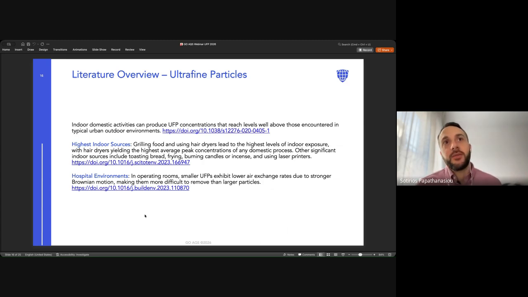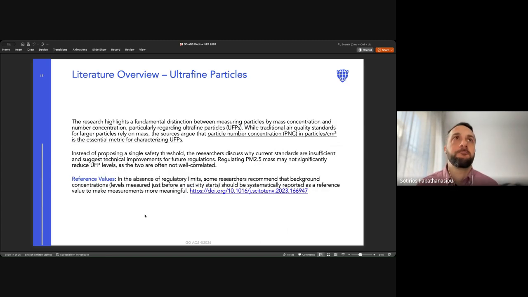In the hospital environment, in operating rooms, smaller ultrafine particles exhibit lower exchange rates due to the stronger Brownian motion, making them more difficult to remove than larger particles, according to one paper. And again, here, the researchers argue that we cannot use mass concentration in any case for ultrafine particles. They recommend, in many cases, particles per cubic centimeter.